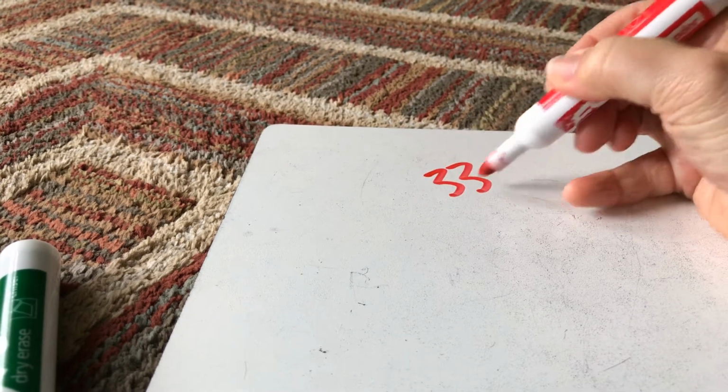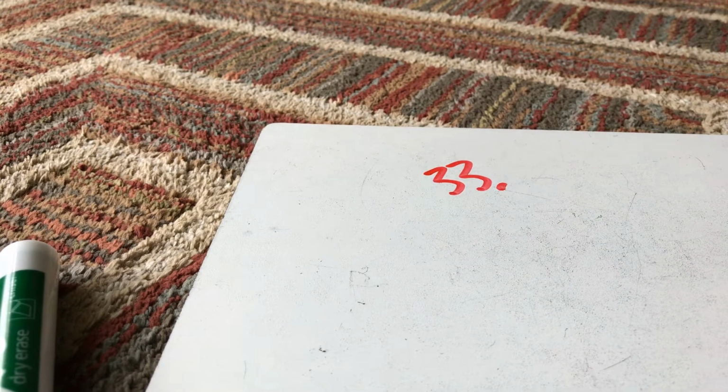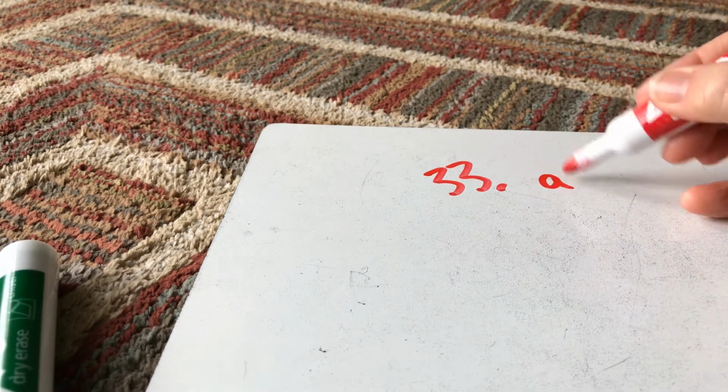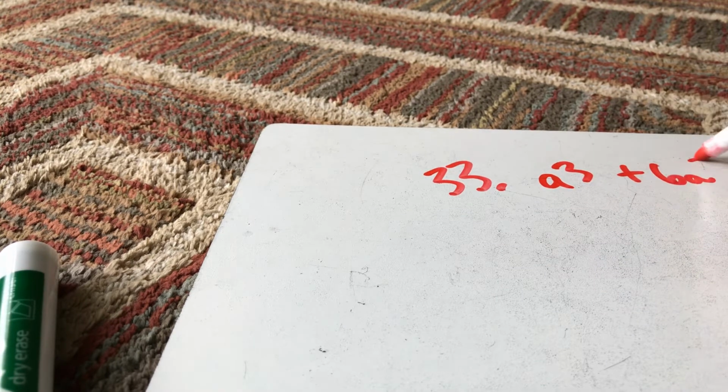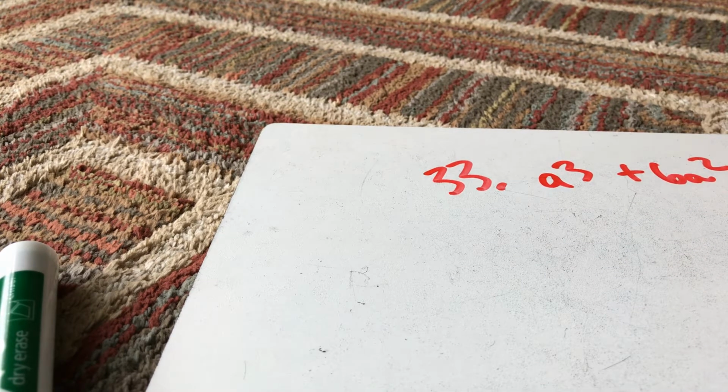So 10.8, number 33 looks like this. I needed a little change, so I'm using a whiteboard. 8a to the third plus 6a squared minus 4a minus 24. Don't worry, I'll move it so you can see it.